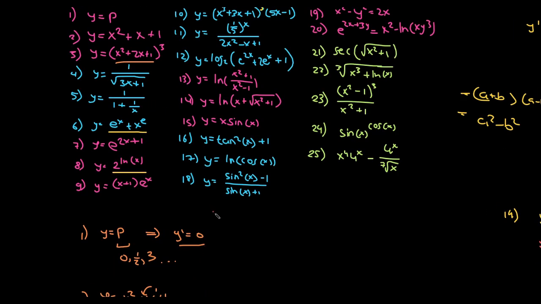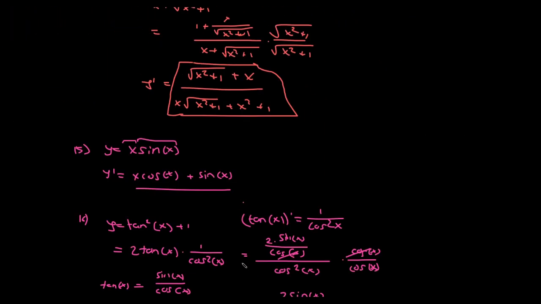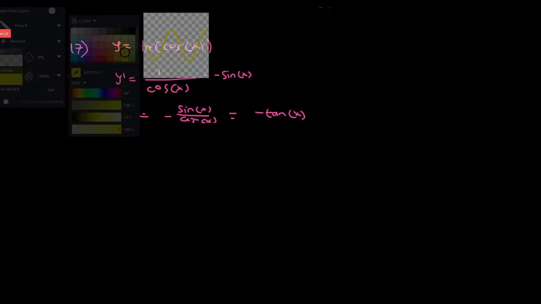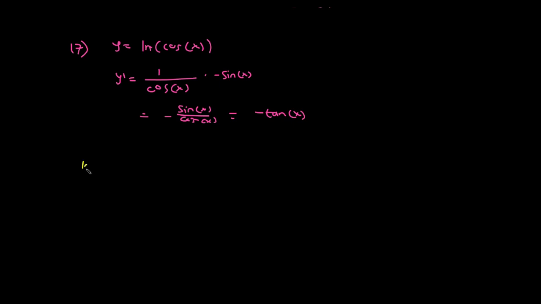Alright, so we'll do 18. Let's see, 18, that's a little bit bigger one. Sine of x squared minus 1, all divided by sine of x plus 1. Alright. Right, so let's do this in yellow. 18 is going to be sine of x squared minus 1 divided by sine of x plus 1.